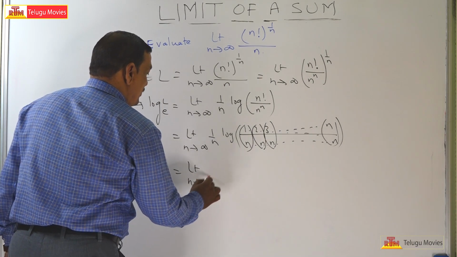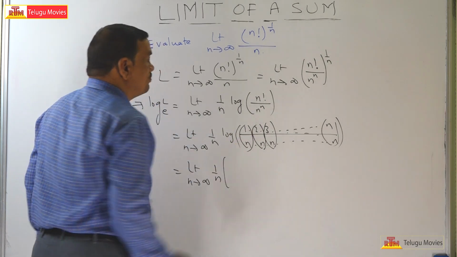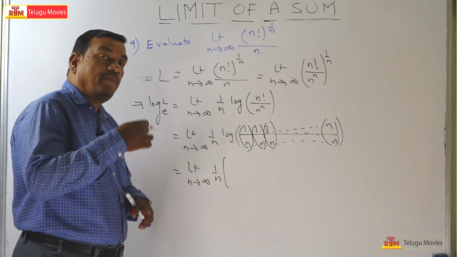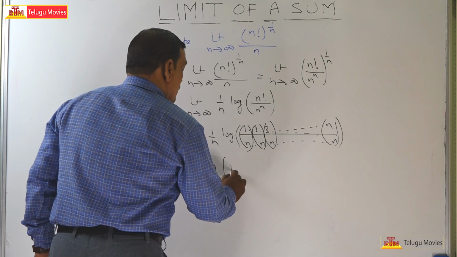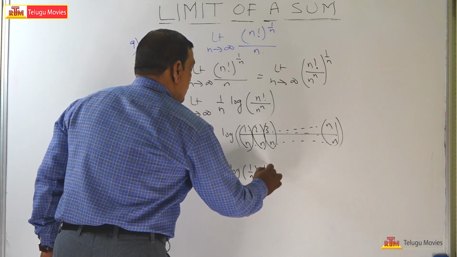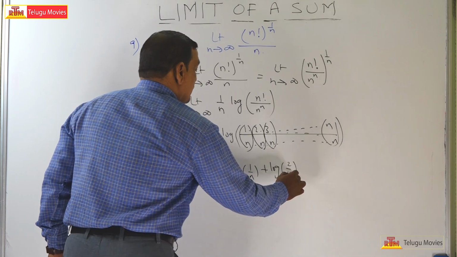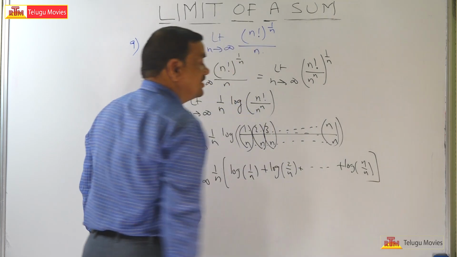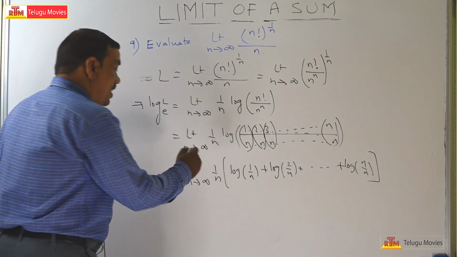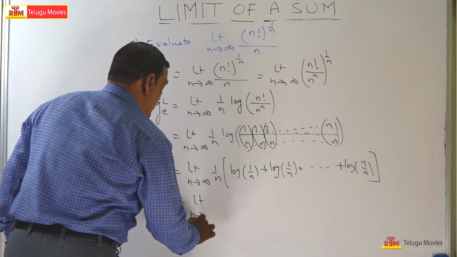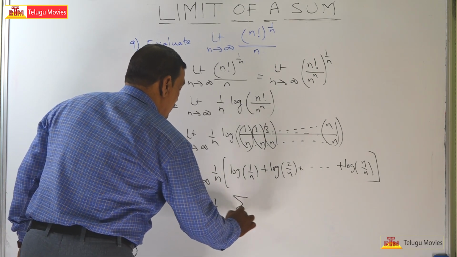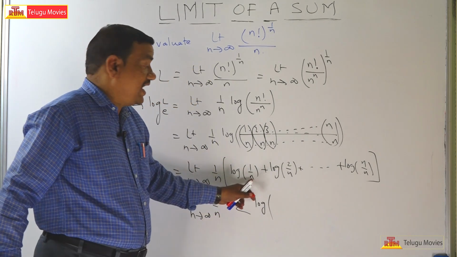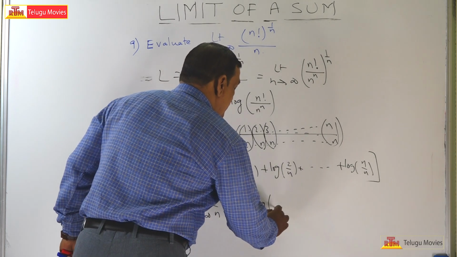Now I will write another step. Limit n tends to infinity 1 by n into, this is what? Log a into b into c into d means what? Log a plus log b plus log c. That means log of 1 by n plus log of 2 by n plus so on log of n by n. Understand this? Okay, right. So now we can write it in sigma notation: limit n tends to infinity 1 by n sigma, so here logarithm is there compulsorily, with denominator n.